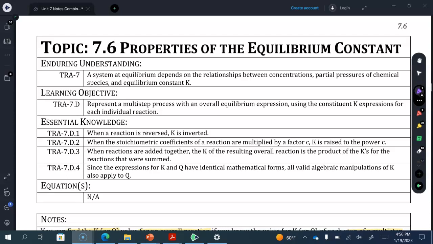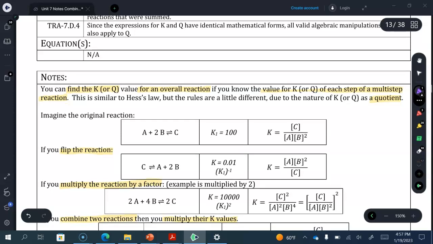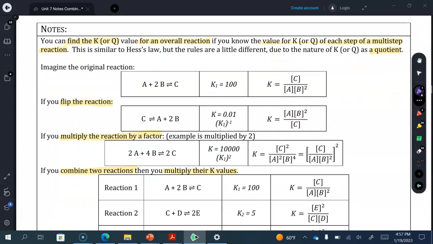Hello everyone, welcome to topic 7.6, properties of the equilibrium constant. By the end of this, you should be able to represent a multi-step process with an overall equilibrium expression using the constituent K expressions for each individual reaction. So you can find the K or Q value for an overall reaction if you know the value for K or Q for each step of a multi-step reaction.